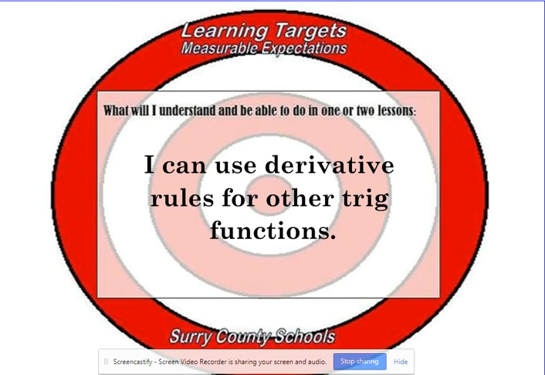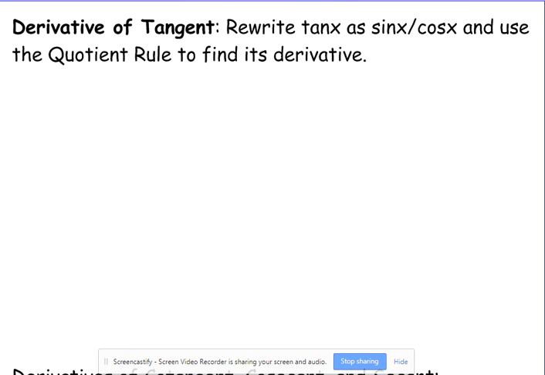Derivative rules for other trig functions. So we've covered sine and cosine, but there are 4 other trig functions that you may see show up on the exam. So let's start with tangent. That's the next one after sine and cosine usually.